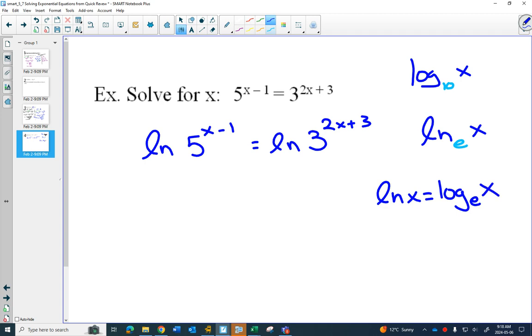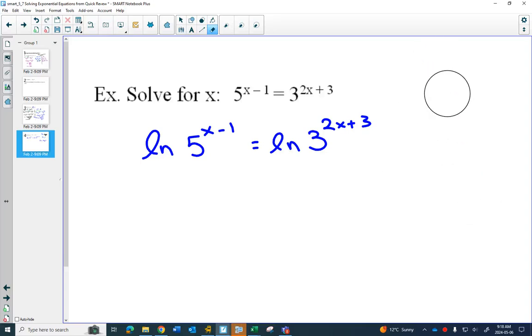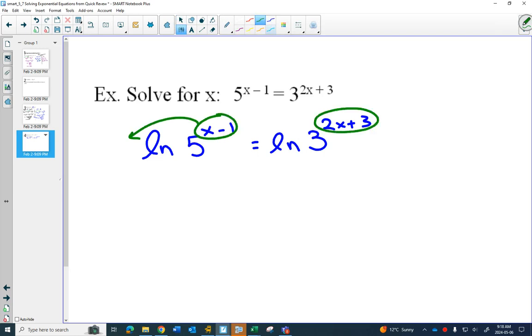And the number E is so important that it gets used so much. So when we write a log without a number, there's a 10 there. When we write a natural log without a number, it's actually a log with a little e there. So if I take the log of both sides, this power can come out in front.